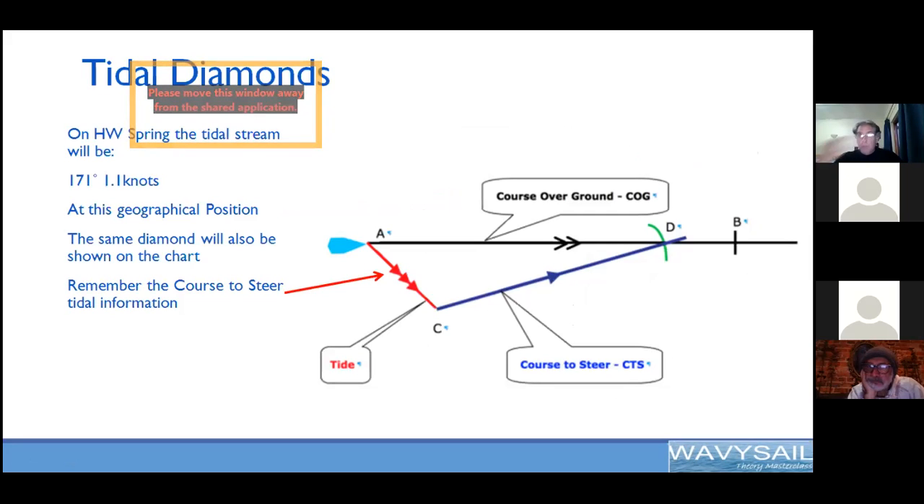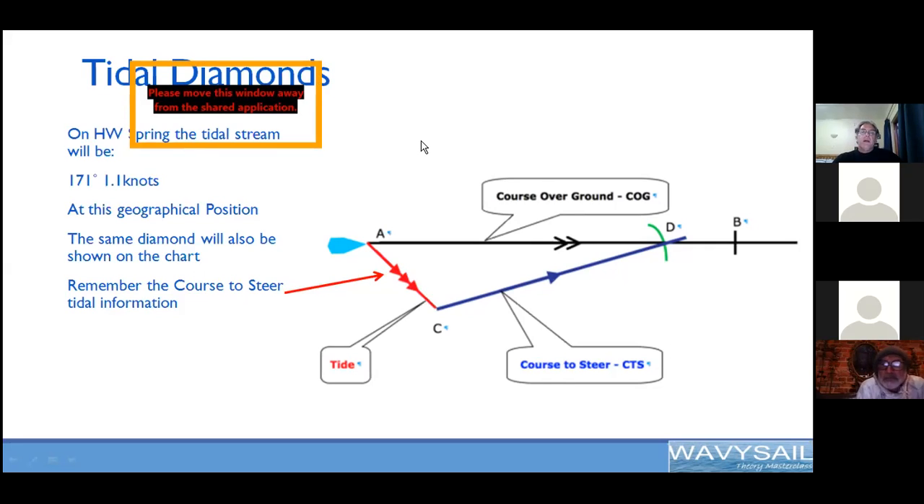And if you remember when we went right back in the beginning and we did the course over ground, course to steer things, that is where our information comes from. That 3-arrowed one. So that's your tide. That's the speed and angle of the tidal flow. And that's where that information comes from.